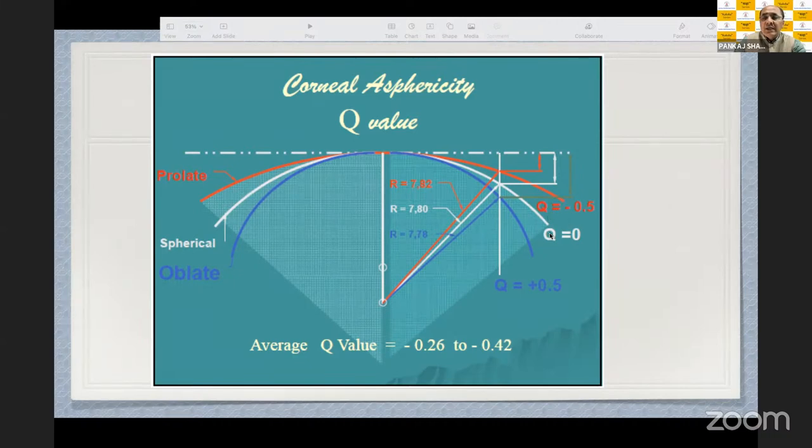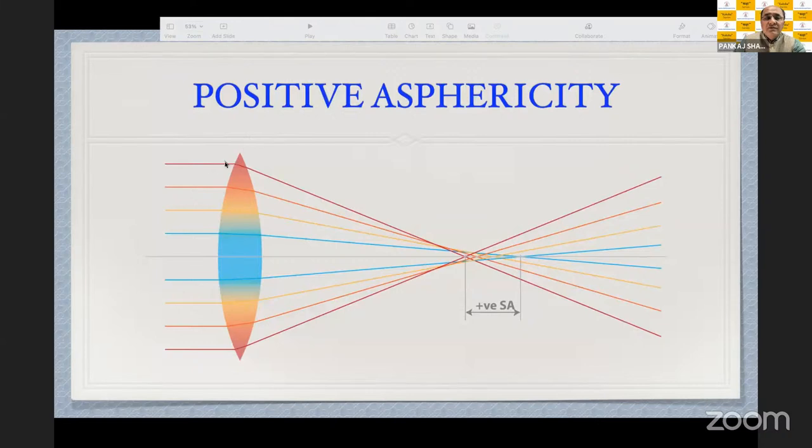However, if the Q value is zero, the natural tendency of any converging lens is, as you can see, the central rays are coming almost perpendicular. But as you go to the periphery, these peripheral rays are falling at an angle with the lens. This induces a prismatic effect. The more periphery you go, the more prismatic effect comes. So these peripheral rays are deviated more. That means the power of the lens in the periphery of a spherical lens is more, even if it is a part of a perfect sphere. So when the Q value is zero, that is, it's a perfect sphere, there is high positive asphericity. That is the natural error in any lens.